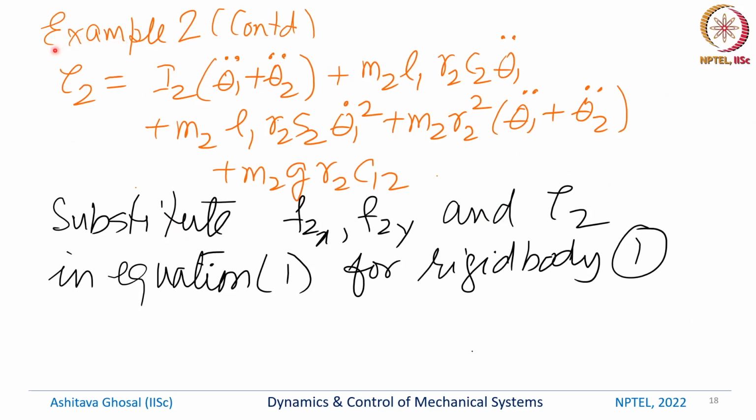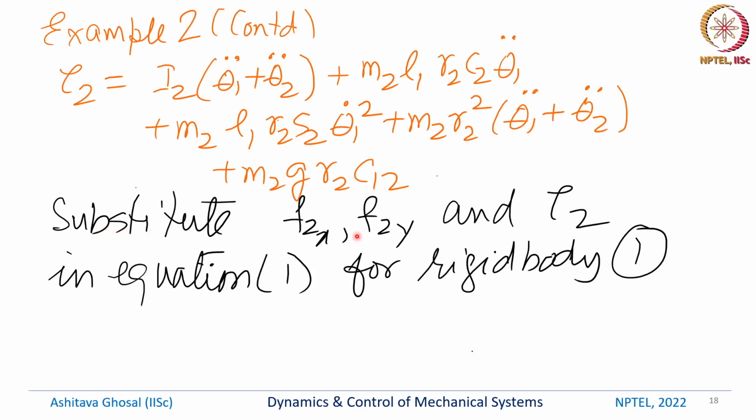Next, from Euler's equation, we can show that tau 2 is nothing but I2 into theta 1 double dot plus theta 2 double dot, plus m2 L1 R2 C2 theta 1 double dot, plus m2 L1 R2 S2 theta 1 dot square, plus m2 R2 square into theta 1 double dot plus theta 2 double dot, and we also have this gravity term which is m2g R2 C12.